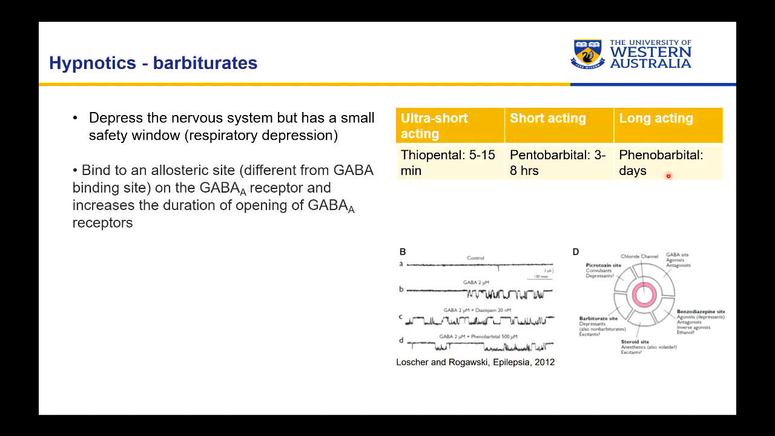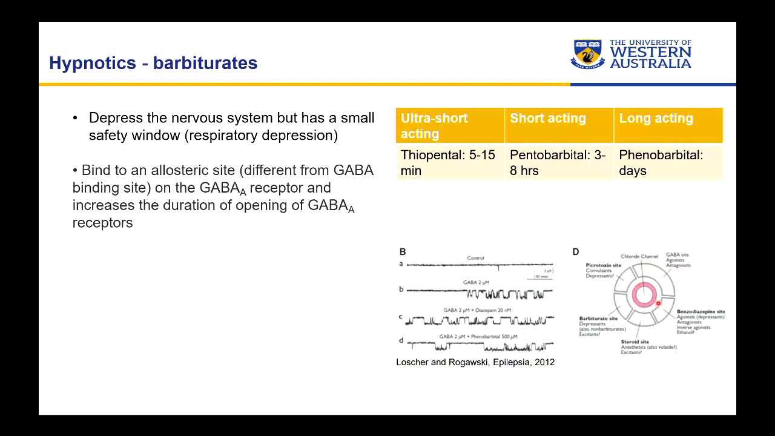So how do these barbiturates work? Well, just like benzodiazepines, they bind to an allosteric site on the GABA A receptor, but it's a site that's different from the benzodiazepine site, and its action is a little bit different to benzodiazepines. So let's just unpack this first.